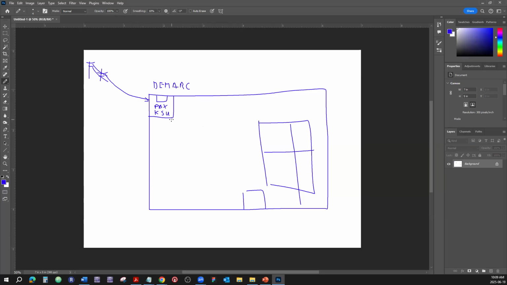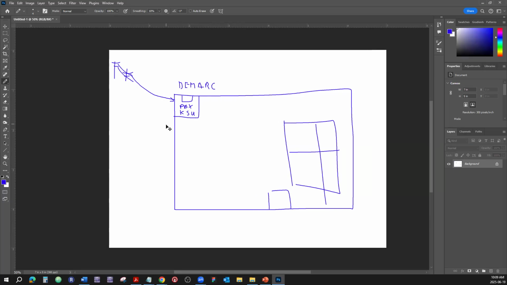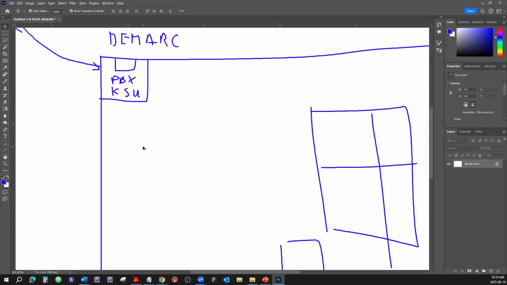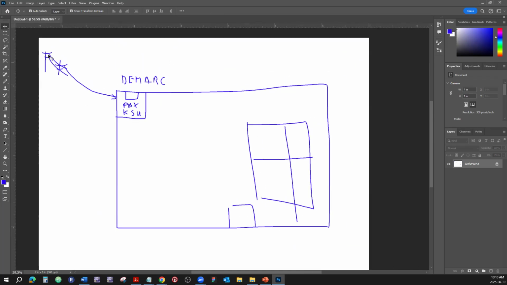The PBX or KSU. PBX stands for Private Branch Exchange. Well, somewhere there where those utility poles are, somewhere in the city, there's going to be a CO. And from the CO, central office, there will be lines.